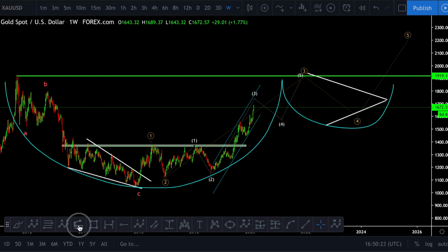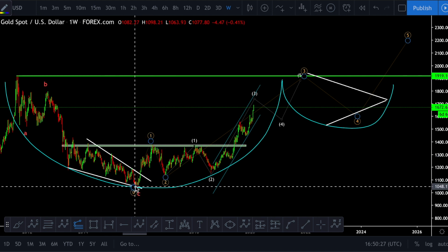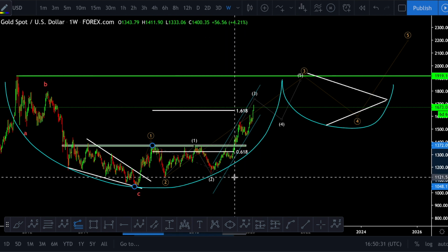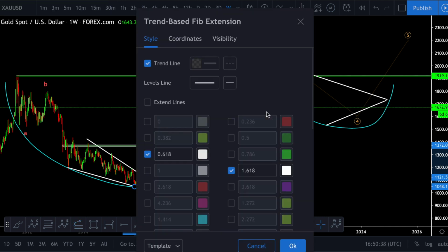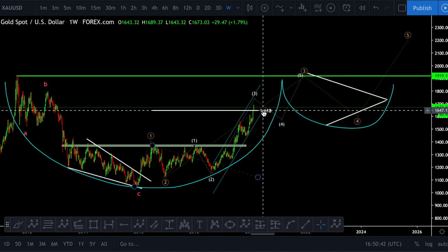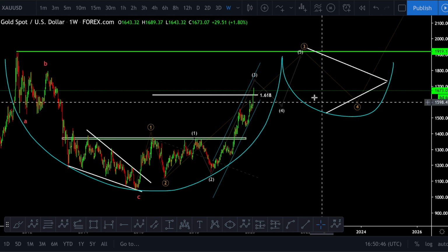One last thing that I like to do is, once wave 1 and 2 are complete, I like to see where the 1.618 fib extension is, and that's usually where wave 3 is complete. So since we see that the 1.618 extension is right here, it's possible that this third wave is done in terms of this.